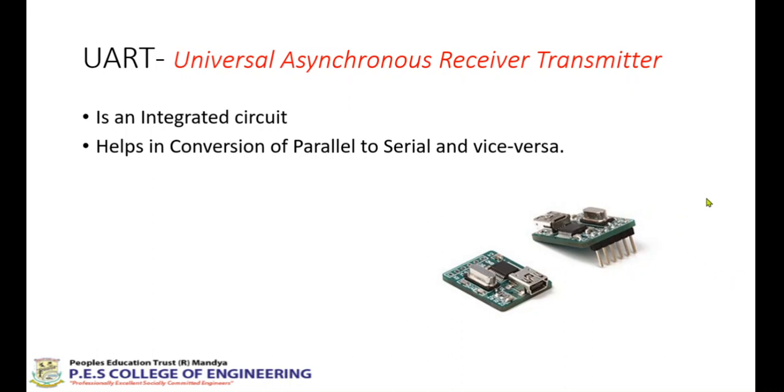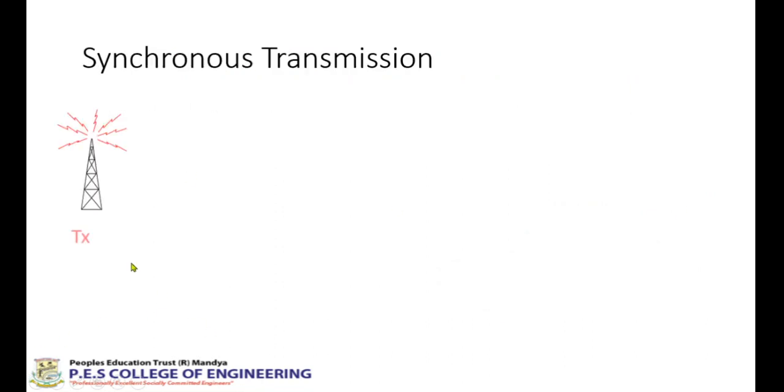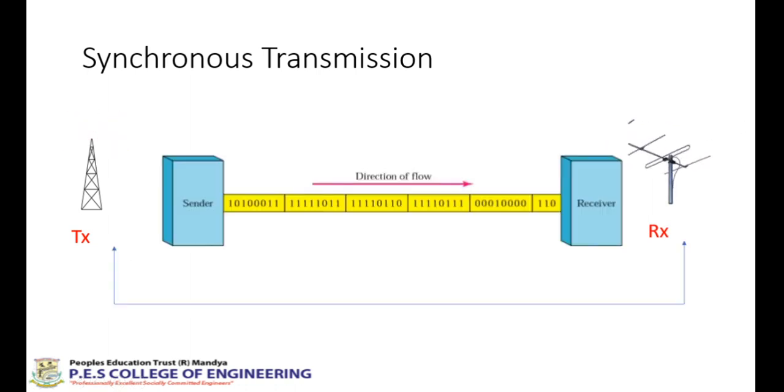Okay, going to the next part, that is synchronous transmission. Here again consider two things: I have a transmitter and I have a receiver. But here the speciality is that when I send data, I'll be sending it in such a way that both my transmitter and the receiver clocks will be in sync. That means, if the transmitter is operating at 5 kilohertz, the prior information of the transmitter clock should be available at my receiver end. If that information is not available at my receiver end, again there will be an error in the data.